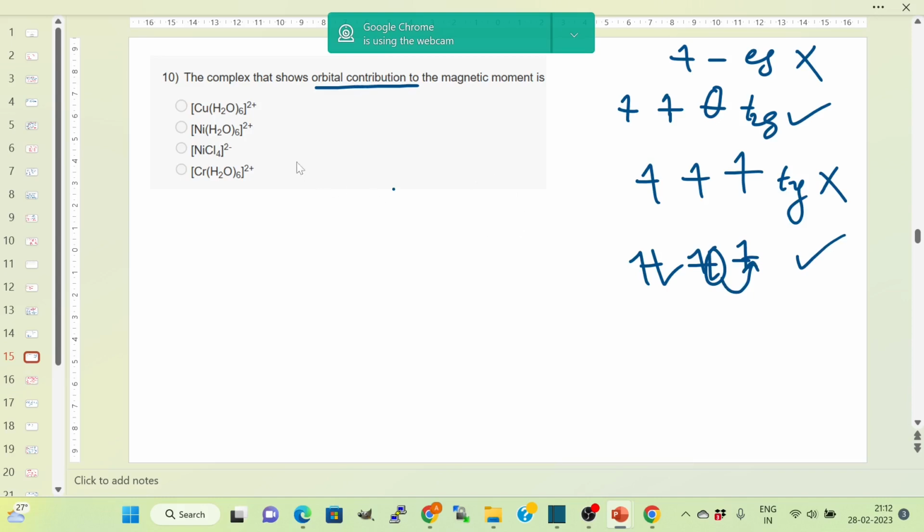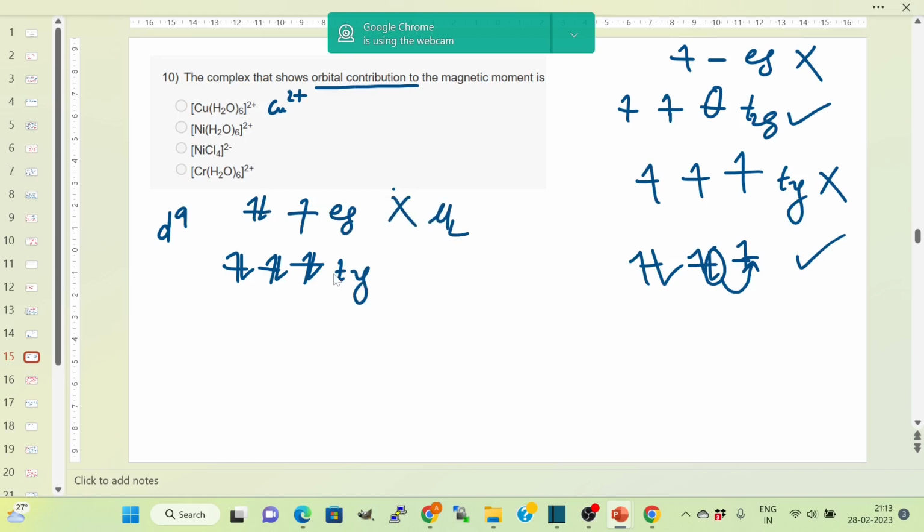So now we will discuss each complex. Copper is in 2 plus state. Copper in 2 plus state has d9 electrons and it is octahedral. Water is a weak field ligand. So t2g, eg, there is no pairing. 3, 4, 5, 6, 7, 8, 9. So the unpaired electron is in eg, there is no orbital contribution. If there was any space in t2g, we could have checked, but the t2g level is completely filled. There are no vacancies.